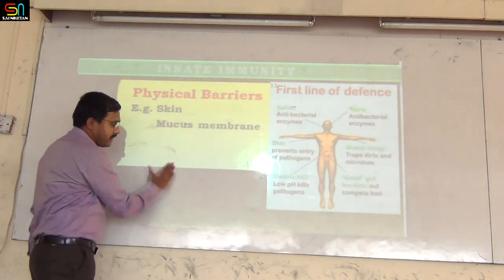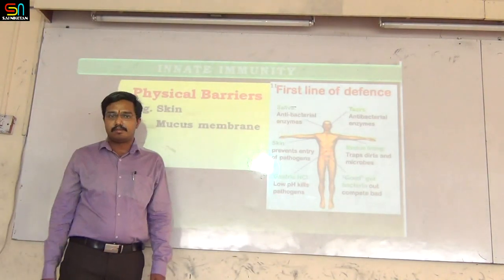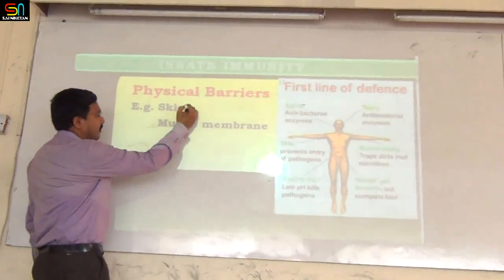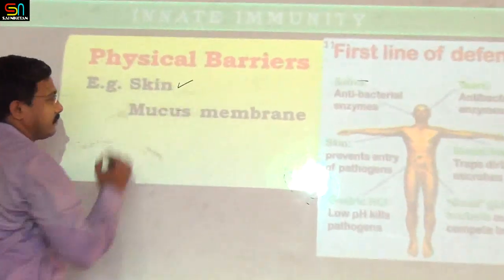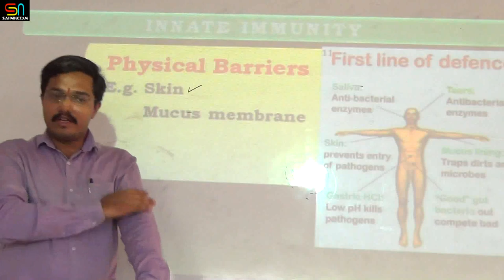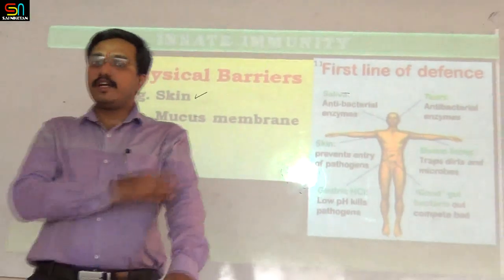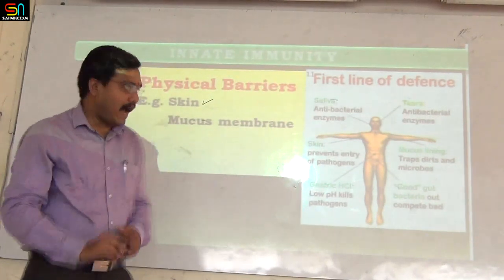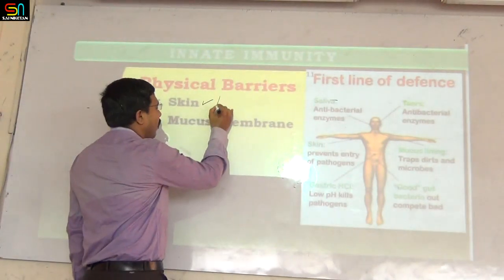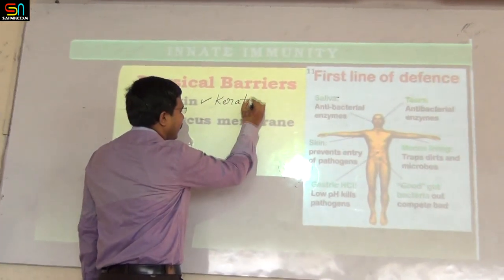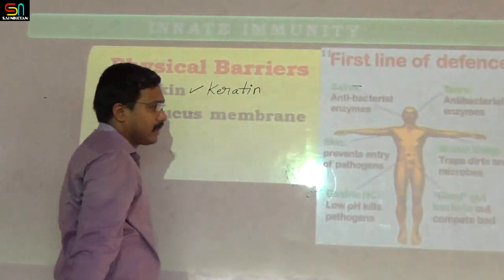Example for physical barriers. See, there are two examples. Number one is skin. Many times we say skin protects our body. Skin has a protein called keratin. Remember, skin has a protein called keratin.